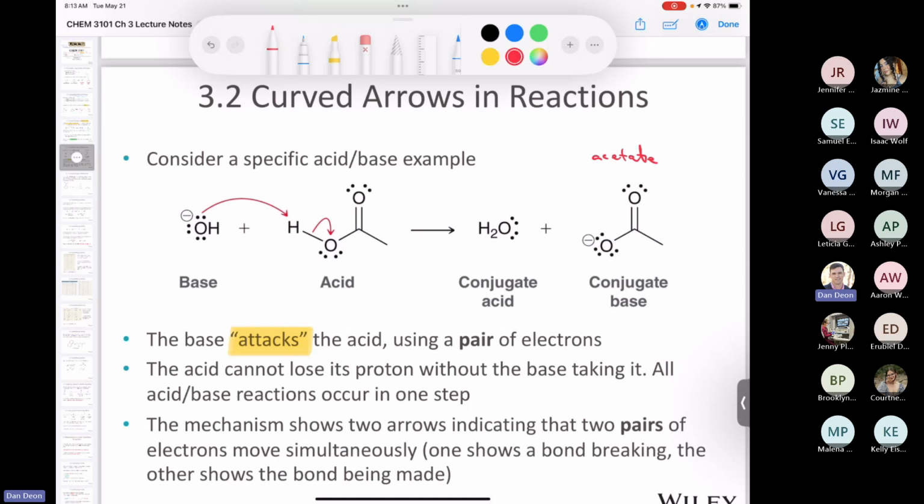If you have an acid donating a proton, there has to be a base accepting it. An acid cannot just donate its proton into the middle of nothing. So when you have your mechanism, like is shown here, it says the mechanism shows two arrows indicating that two pairs of electrons are moving simultaneously. This is a bond being formed. So a bond being formed is what's being represented by this curved arrow, and this one represents a bond being broken. And you can see that this pair of electrons in that bond ends up as a lone pair on the oxygen in the end.